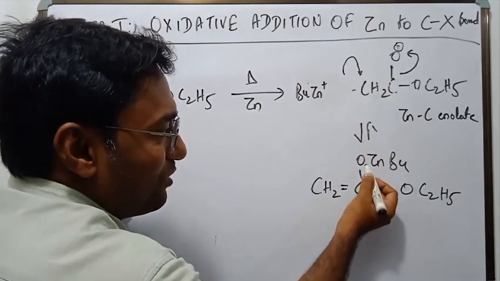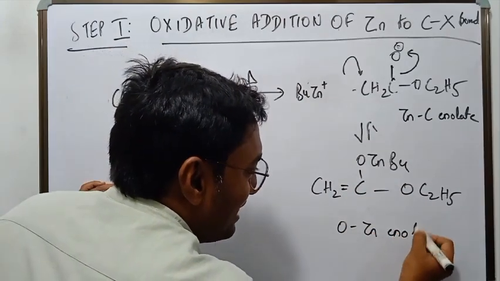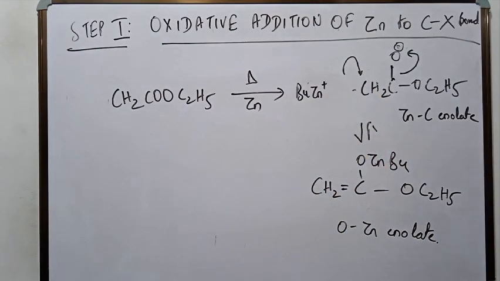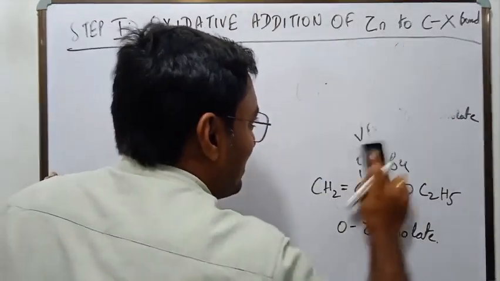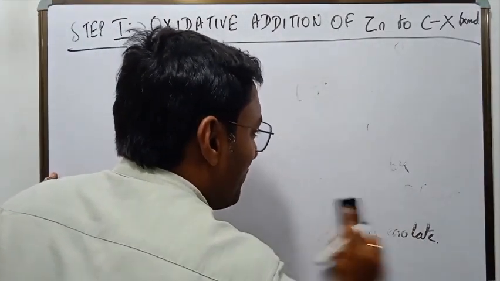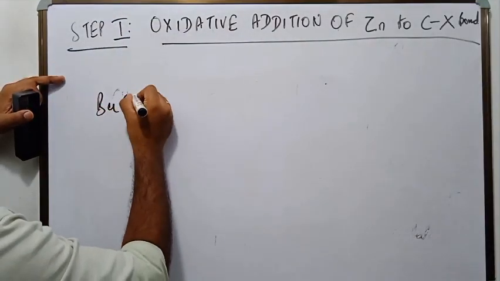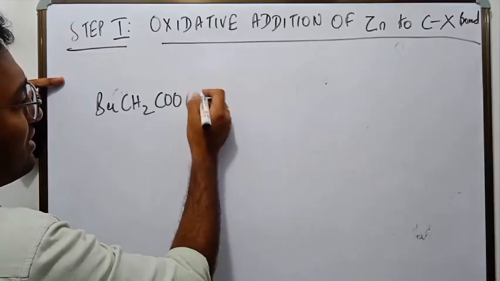This is the oxygen zinc enolate. The carbon zinc enolate and oxygen zinc enolate can interconvert among themselves. So this is the first step, and the first step is the most important step. Let me write once again what I have discussed here. This is your alpha halogenated ester.